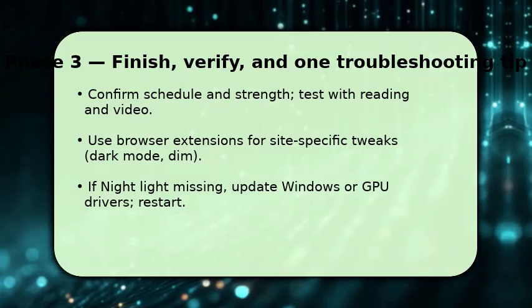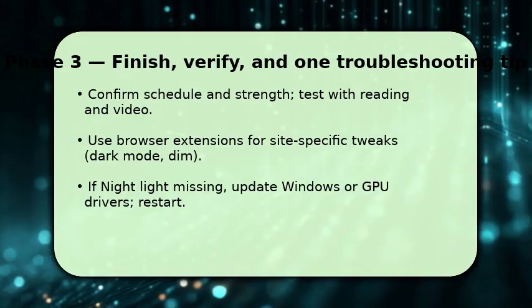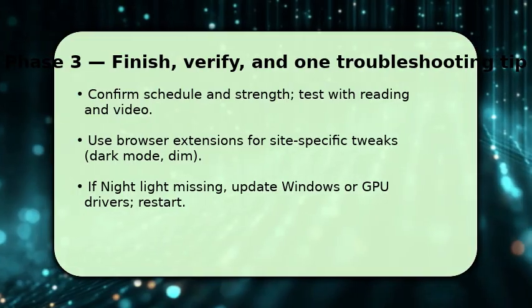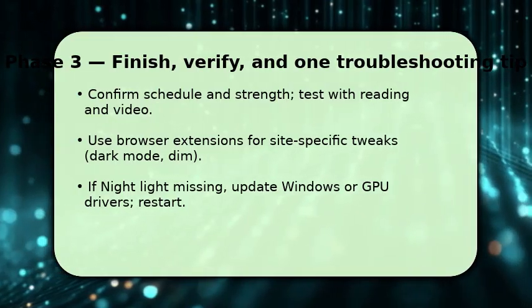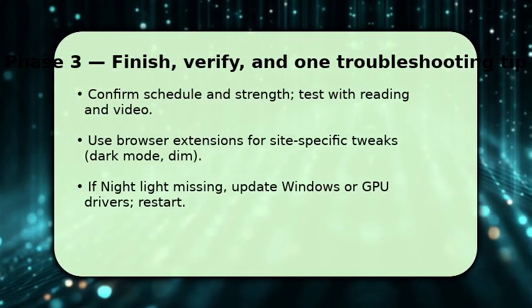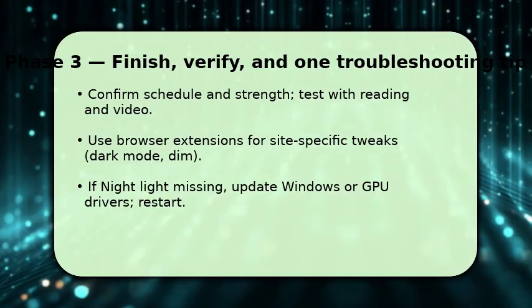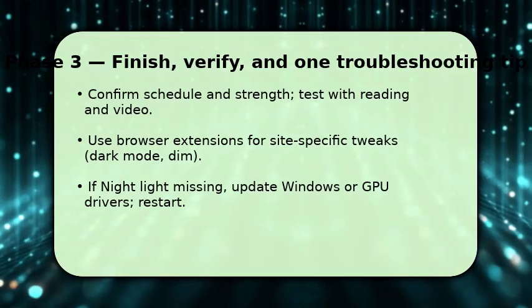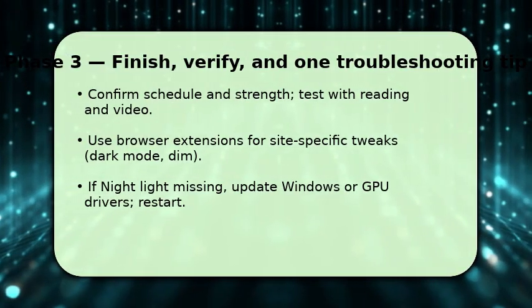If a particular site or app looks off, add a browser dark extension or set per app display rules so you don't lose contrast. Finally, if night light isn't present or won't stick, update Windows and your graphics drivers, disable HDR temporarily, then restart. This resolves most issues quickly. If problems persist, install Lux as an alternative and recheck settings.